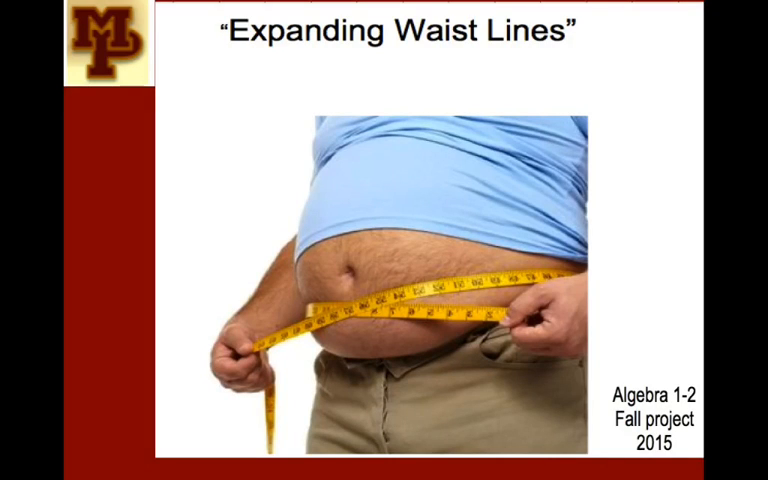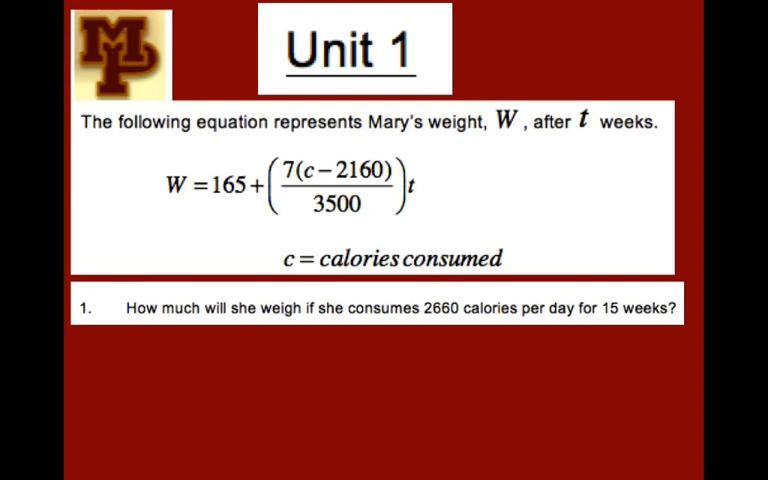Okay, take number 5. Let's say I'm trying to make a video to explain some of the expanding waistlines project, mainly unit 1 and 2 right now. So let's get into that first question. Here we're just plugging in the numbers that are given. We're going to plug in 2660 for the C for calories, and we're going to plug in 15 weeks for the T. So let's go ahead and plug those numbers in.